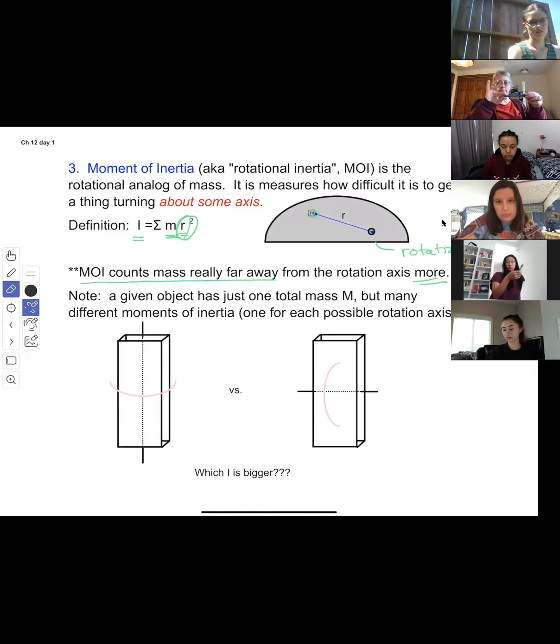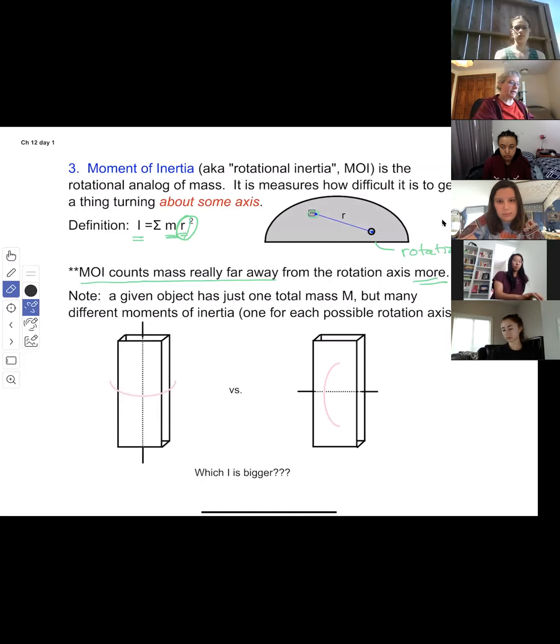If you hold it by the end, it's actually noticeably harder to rotate, right? Because that mass is so much further away from the place where you're trying to rotate it from. So it is completely related to torque. But moment of inertia comes with mr squared, and that's the big idea.